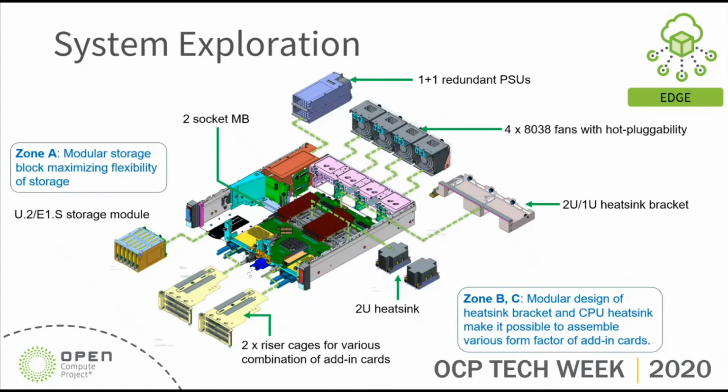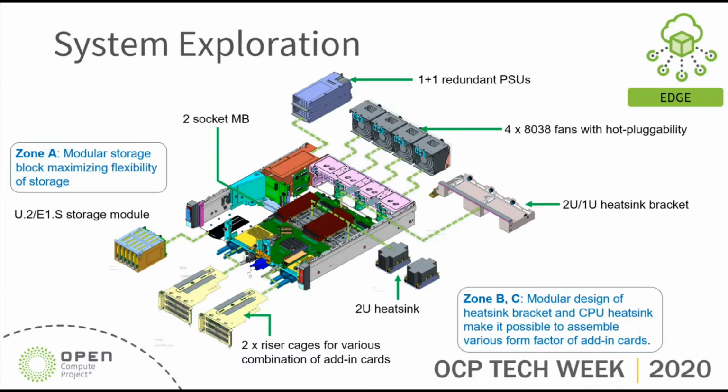This page just talks about the system exploded view. On the left-hand side, zone A is a modular storage block. This storage block design maximizes the flexibility of the storage, including U.2 or E1.S storage modules. In the middle is a two-socket motherboard, and in the rear end there are 1+1 redundant power supplies and 4 pieces of 80 millimeter form factor fans. We designed a 2U and a 1U heatsink bracket. Right now it shows the 2U heatsink. When you install the double wide PCIe slot, it is designed with the 1U heatsink separately.